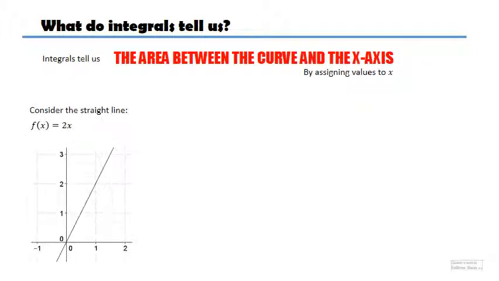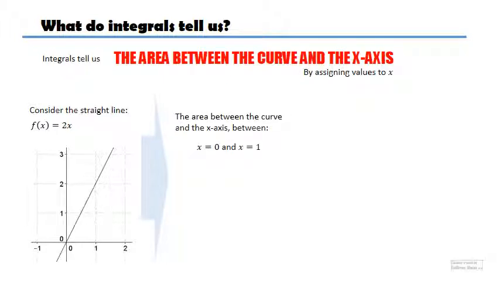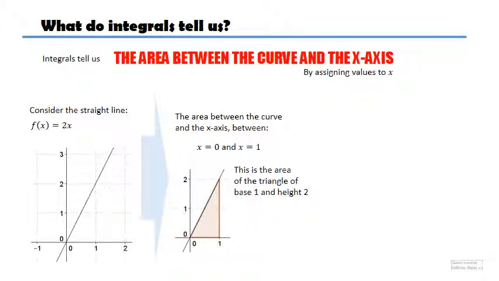Here I have the straight line 2x. If I ask what is the area between this line and the x-axis, of course that area is going to be infinity, because it's going to get very big. So let's bound it between 0 and 1. Between 0 and 1, what is the area here? It's this triangle. If I do base times height, height is 2, base is 1, I get that the area is 1. Great, so the area of this triangle is 1.